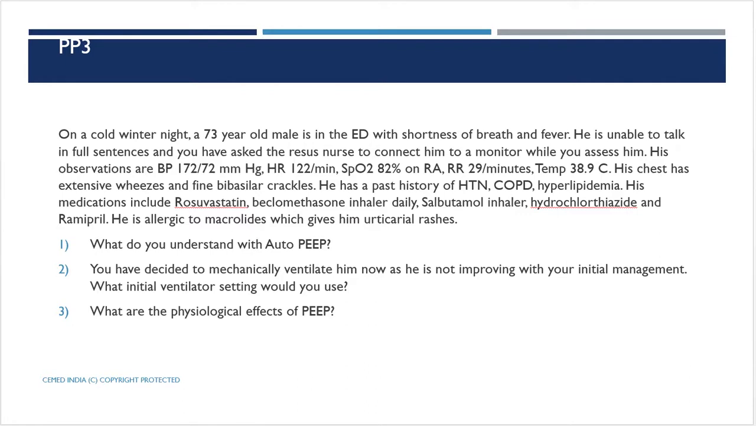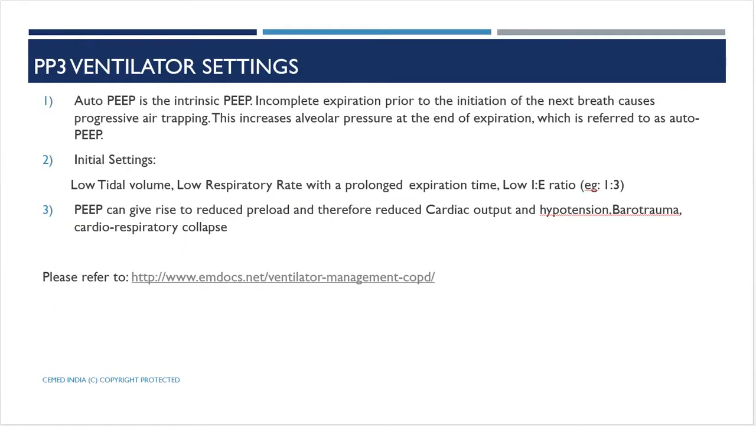Okay. What do you understand by auto PEEP? Initial ventilator setting, and what are the physiological effects of PEEP? So auto PEEP is the intrinsic PEEP, also known as progressive air trapping. Initial settings would be low tidal volume, low respiratory rate with prolonged expiration time. You need to give them enough time for expiration, so low IE ratio. PEEP can give rise to reduced preload and therefore reduced cardiac output and hypotension. It can cause barotrauma and cardiorespiratory collapse. These are the negative effects.